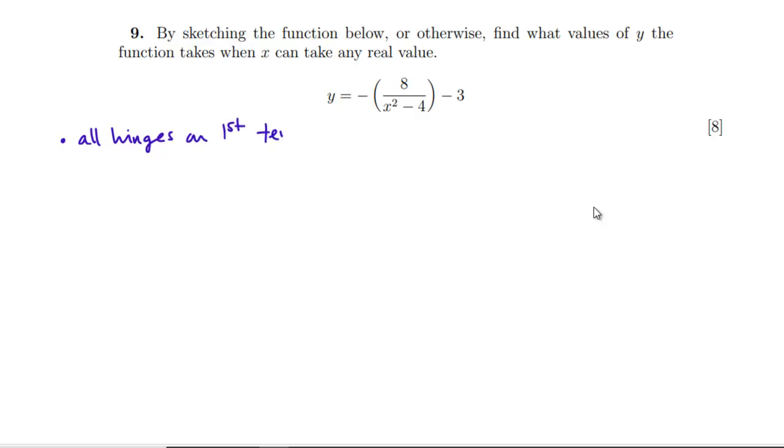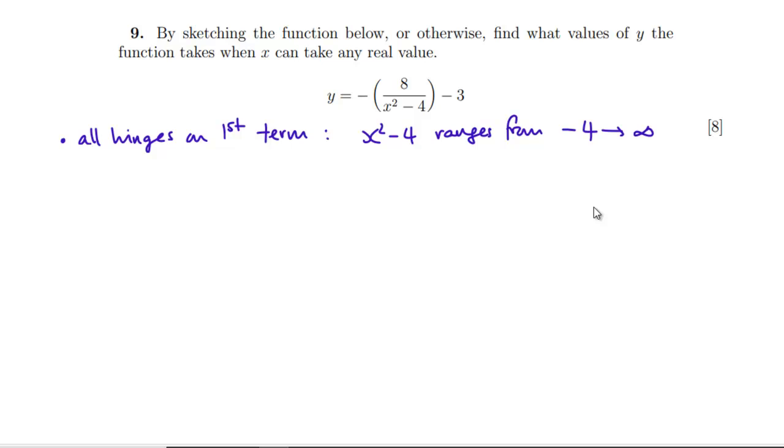And that is going to range. So what are we going to say? x squared minus 4 ranges from -4 to infinity. The lowest value it can have is -4, because we've got a positive x squared. So it goes from -4 to infinity.